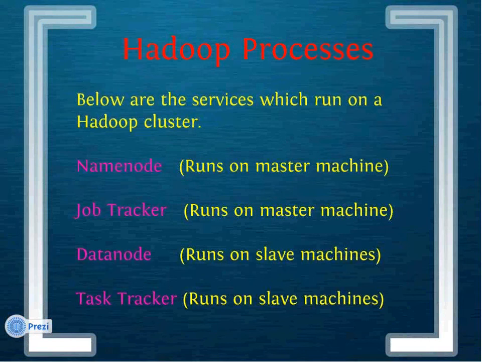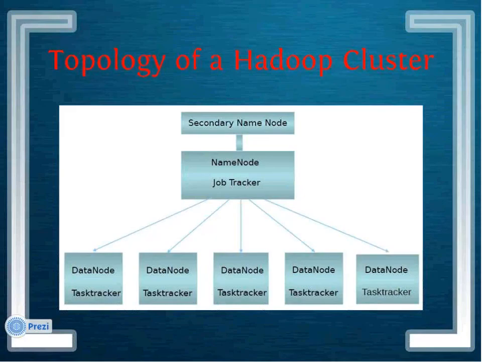Similarly, we have the next process, that is task tracker. It is running on slave machine and it's responsible for handling the MapReduce part. You can say that job tracker and task tracker both are working for the MapReduce part, with the only difference that job tracker is running on master machine and task tracker is running on slave machine. So this is all about the different services which are running on master machine and slave machine in your Hadoop cluster.